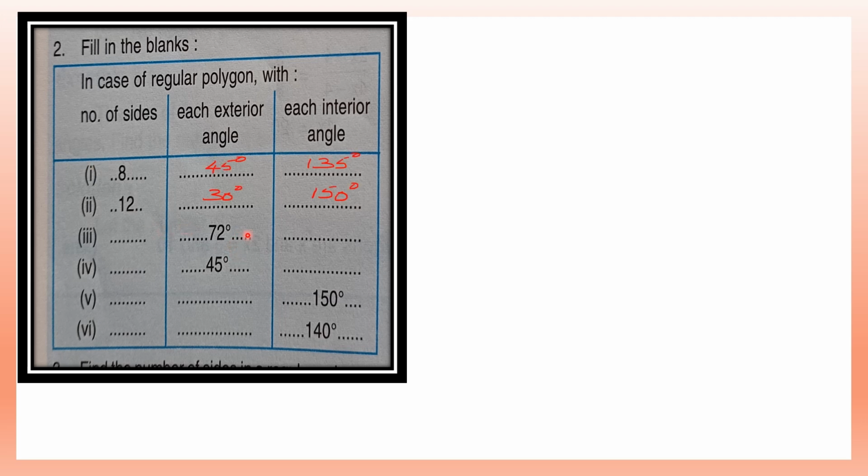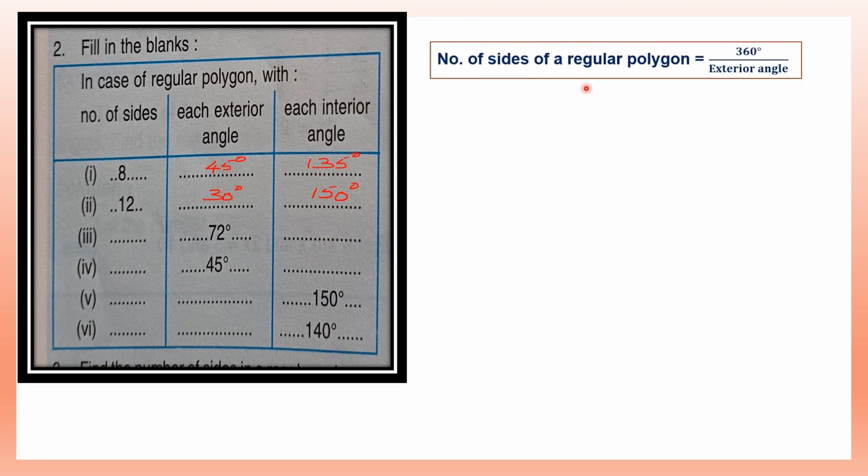So now the exterior angles are given. We have to find the number of sides and the interior angle. So let's use this formula. Number of sides of a regular polygon, that is n, is 360 divided by the exterior angle. So in the first one, the exterior angle is 72 degrees. Now we have to divide 360 by 72, and that is 5. That means the number of sides in the first question is 5.